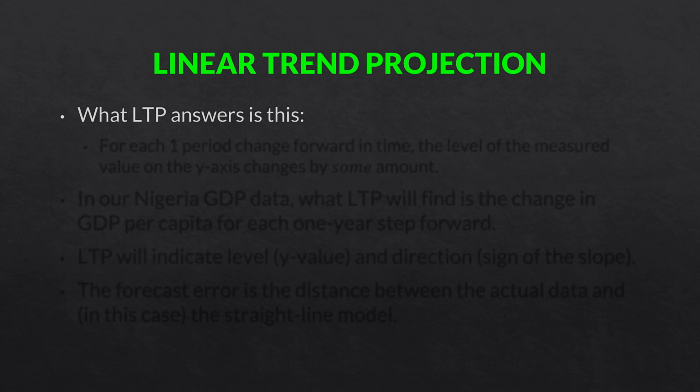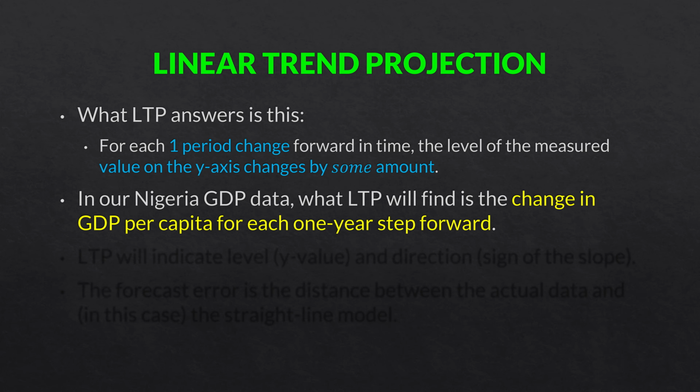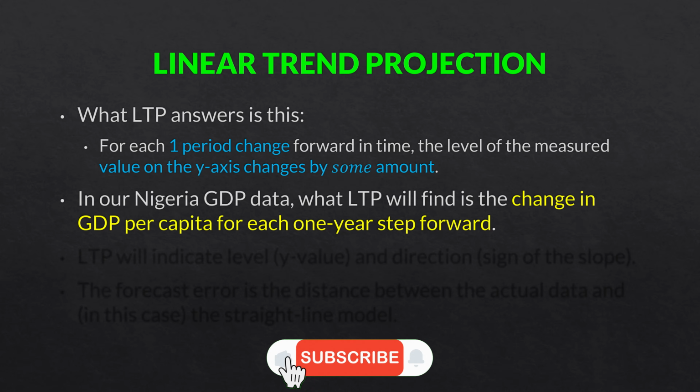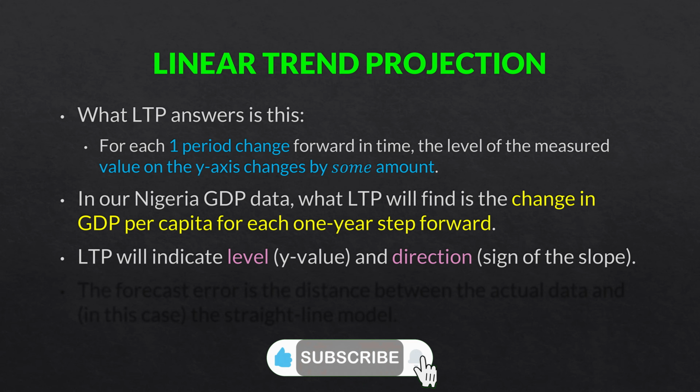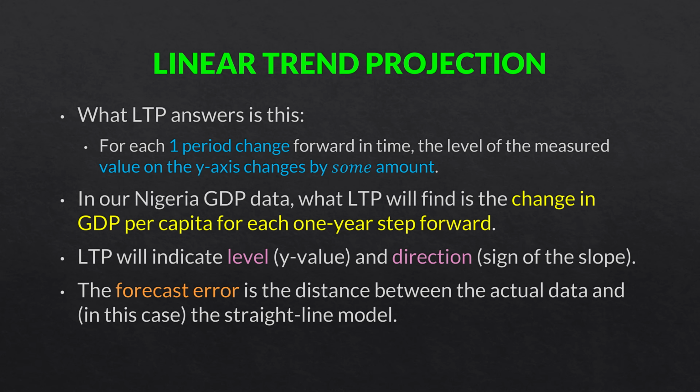What linear trend projection answers is this. For each one period change forward in time, the level of the measured value on the y-axis changes by some amount. In our Nigeria GDP data, what linear trend projection will find is the change in GDP per capita for each 1 year step forward. Linear trend projection will indicate the level, the y value on the y-axis, and direction, which is the sign of the slope. Is the trend increasing, decreasing, or relatively flat? The forecast error is the distance between the actual data and, in this case, the straight line model.